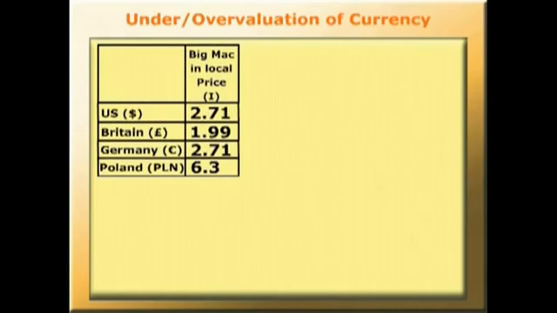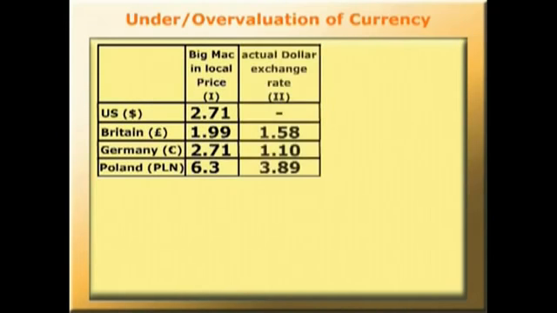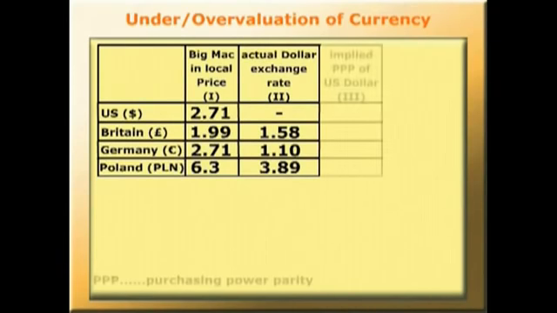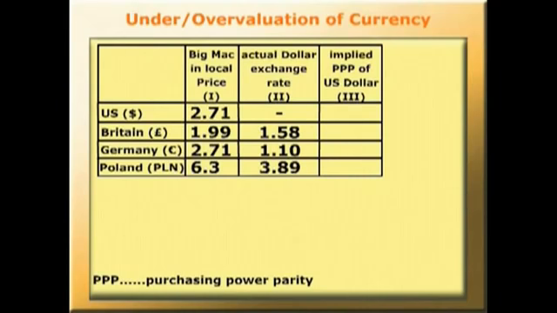Now, if we know the price of the Big Mac in a country and the current exchange rate, it's easy to work out the implied purchasing power parity, or PPP, of the dollar. We divide column 1 in the table by the US Big Mac price. So taking Germany as an example, if we divide 2.71 euros, the price of the Big Mac in Germany, by $2.71, the price of the Big Mac in the US, then the implied purchasing power parity is 2.71 over 2.71, which is 1.